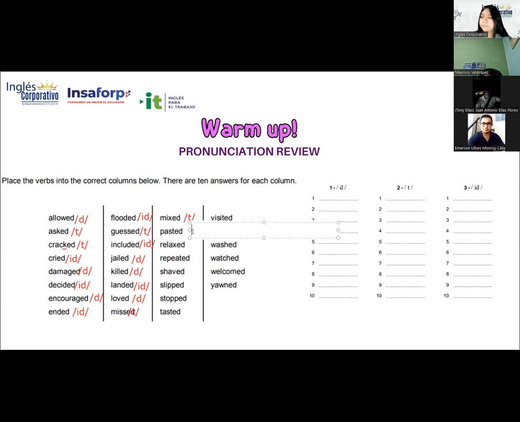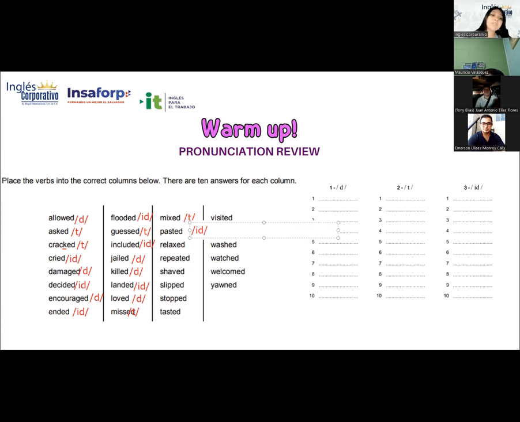Pegar. Okay. It is? T. No. It is this. Paste. Are you sure? No. Okay. It is going to be pasted. Paste. Yes. Paste. Because in present paste.